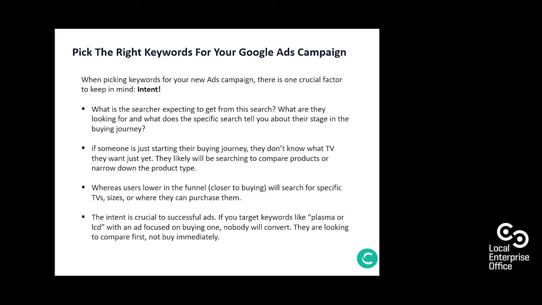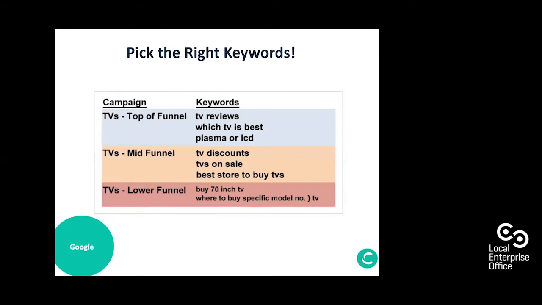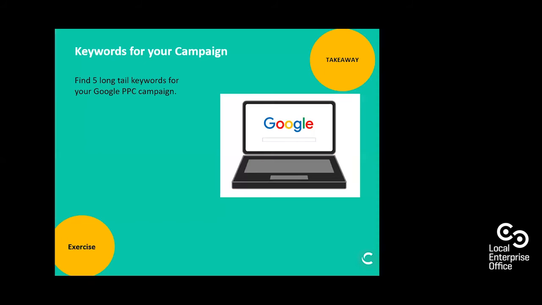So if you target keywords like plasma or LCD with an ad focused on buying one, no one will convert. They're looking to compare first, not buy immediately. So in the example of TV here, and again, we relate this back to the online marketing funnel, the top, middle, and the lower of the funnel. What we can see here is when people are at the lower end of the funnel, closer to converting, typically they will put more information, more words in there. In other words, they will use long tail keywords or long tail searches ahead of short tail.